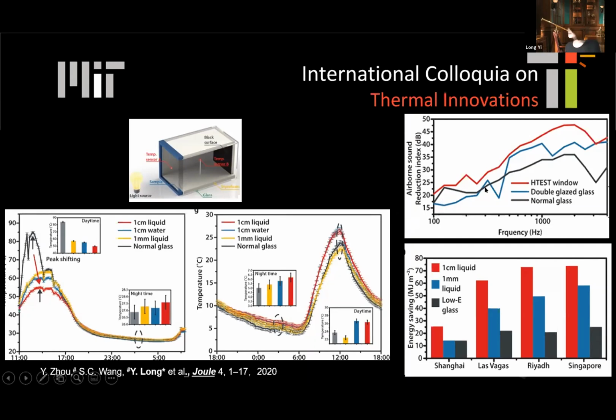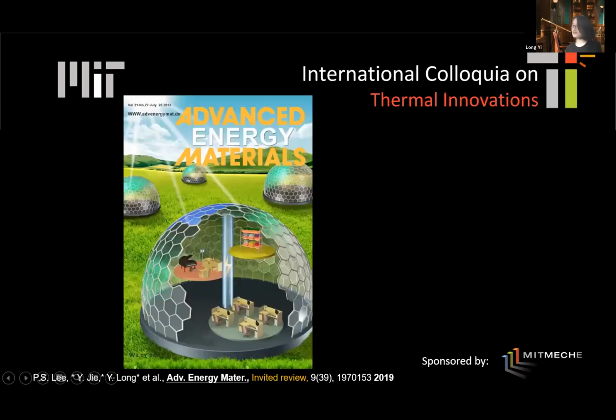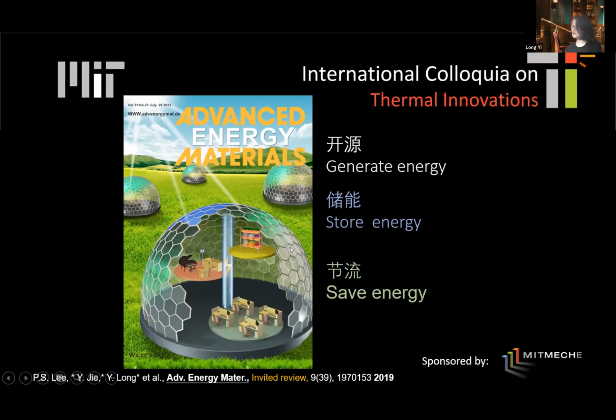Compared with double glazed glass, they have a better acoustic reduction also. I acknowledge my student funding and my research fellow, and this is the last one. This is our cover for Advanced Energy Materials. The best thing is to combine everything on this window. We can generate electricity with a transparent solar cell here. We can even put a transparent battery here to store the energy, and most importantly, we can have this chromic material smart window, which can save energy. That's all. Thank you.